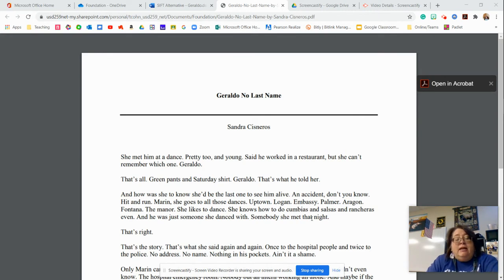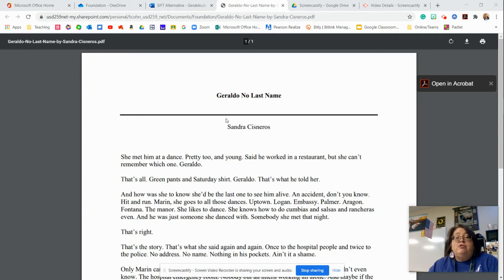We've already done an example of SIFT, where we looked at symbols, imagery, figurative language, and tone and theme. Sometimes your teacher might want to change things up a bit. So we're going to look at an alternative SIFT that your teacher may introduce you to. It's still SIFT, but it just has a few different ideas here.